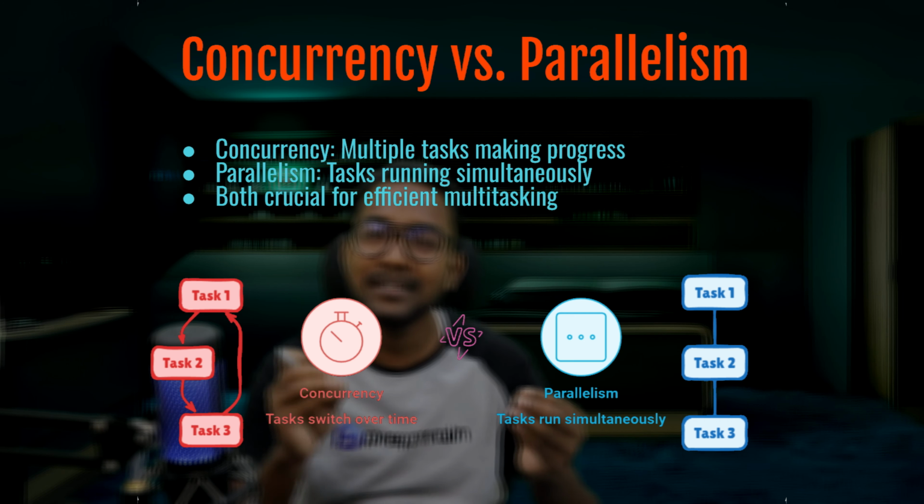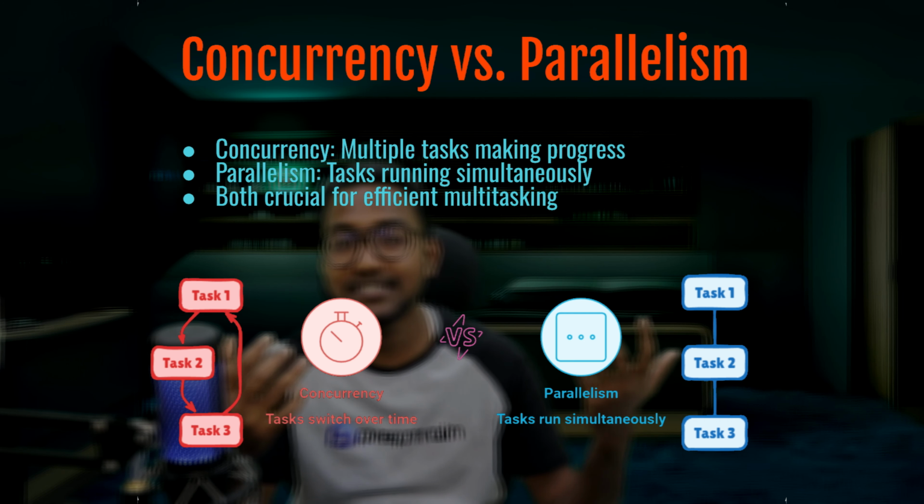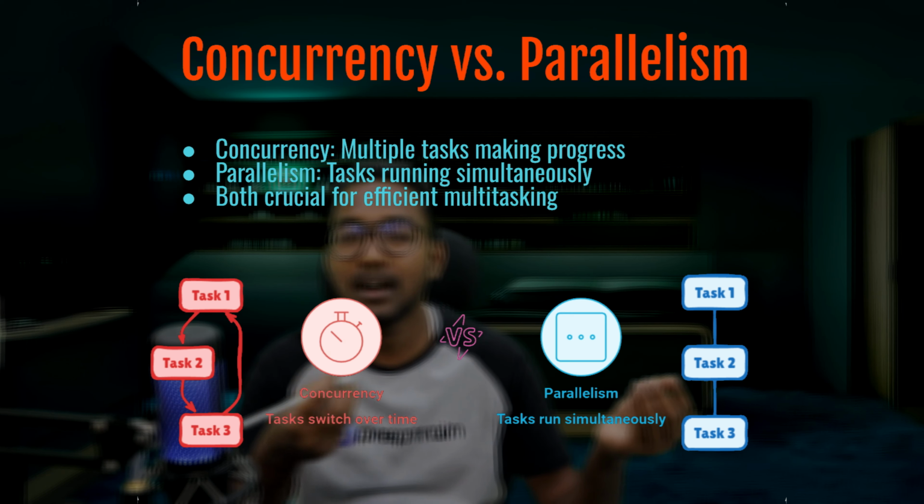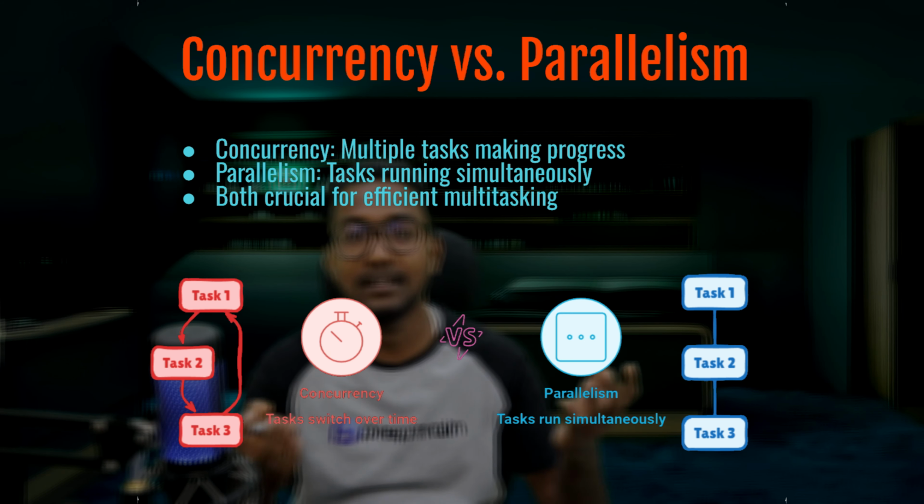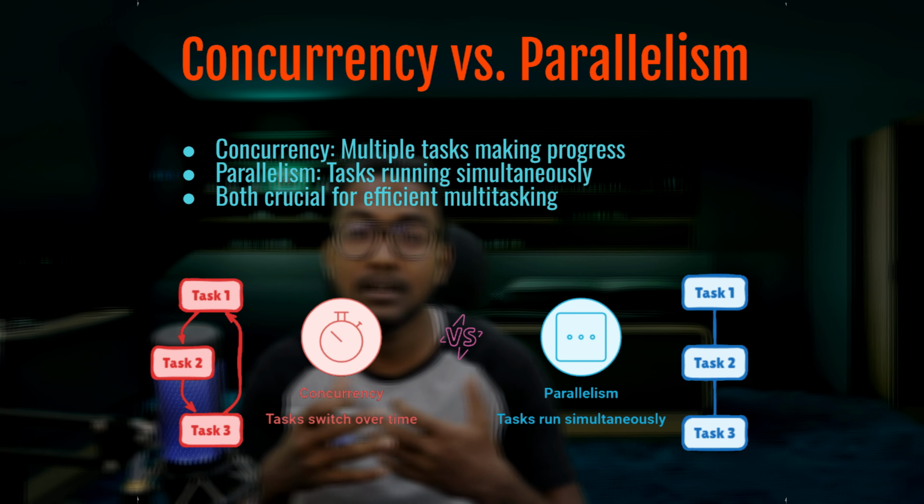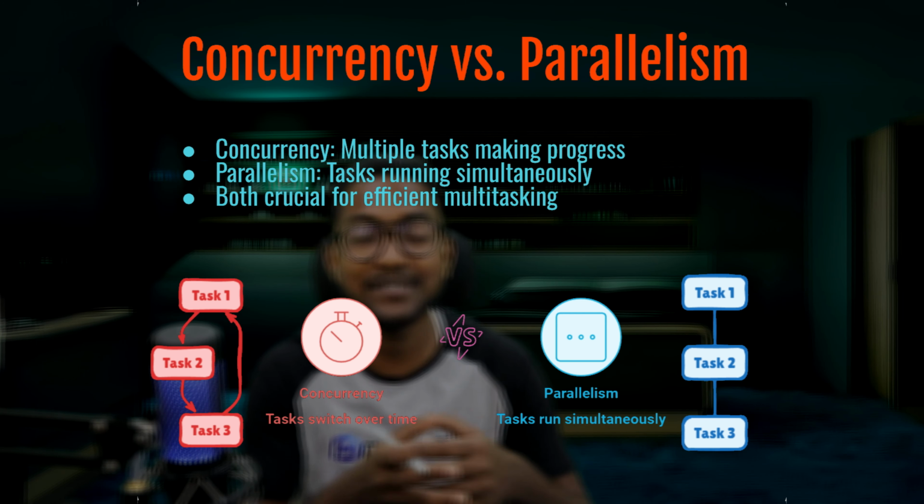Understanding this concept is key to optimizing the performance of backend systems, especially when you are dealing with high traffic or resource intensive applications. Next, let's explore thread pools, a crucial mechanism for managing threads efficiently in a system.